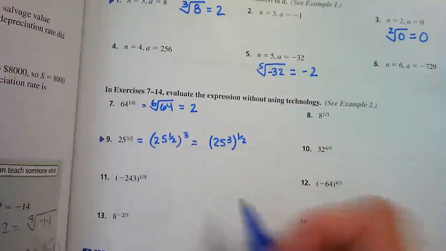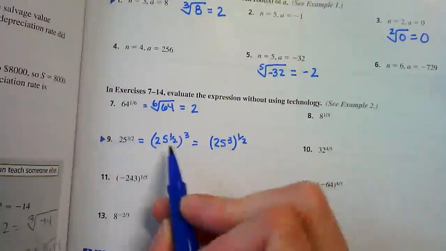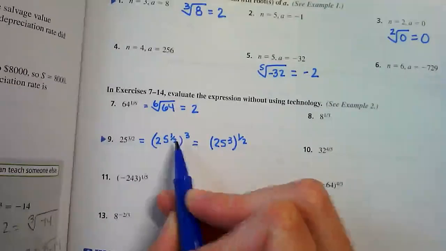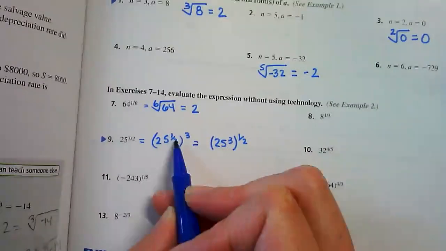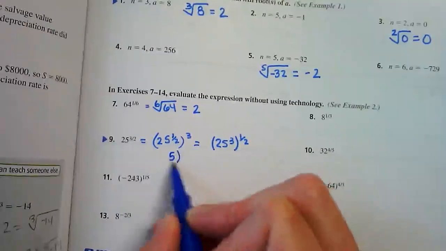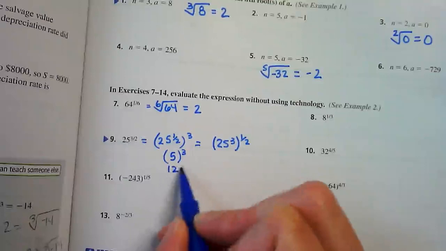Okay, so out of these two options, which one's going to be easier to do without a calculator? 25 to the 1/2 is going to be easier than doing 25 to the third power. 25 to the 1/2 is just 5, and then 5 to the third is going to be 125.